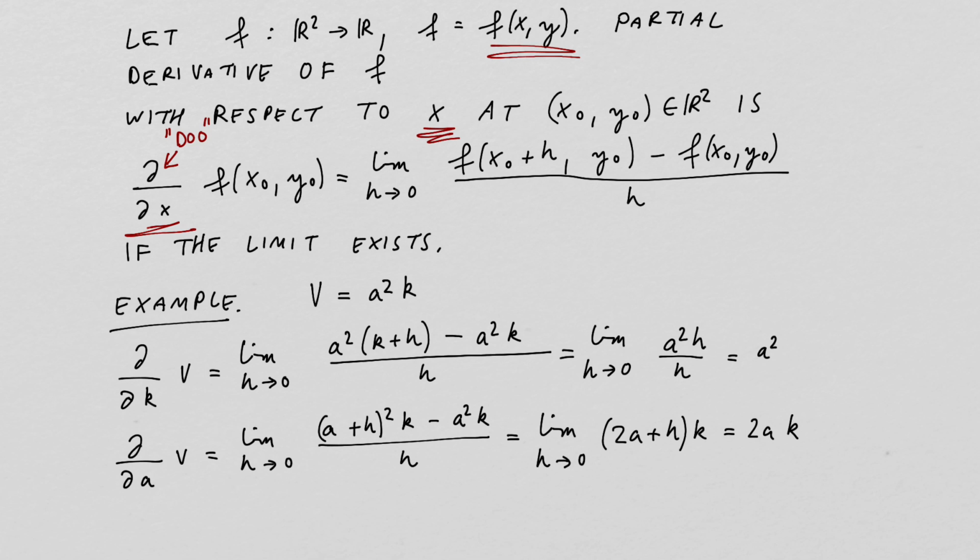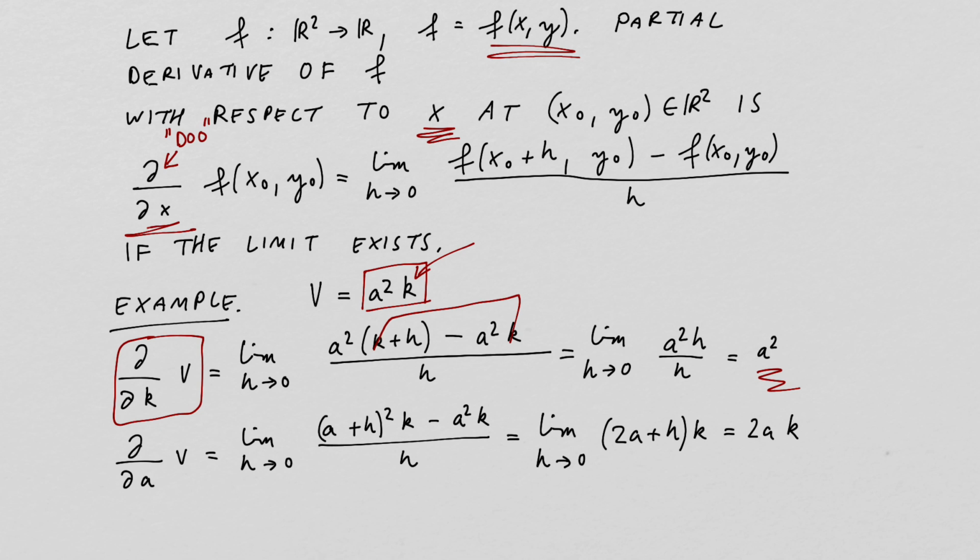If the limit exists, then the limit will be the partial derivative. Well, let's calculate the partial derivative of the volume with respect to k. So to the place of k we will put k plus h, and here just k, and then we form this difference quotient and we try to calculate the limit. Well, here these k's will just cancel out and we will get that the limit is a squared.